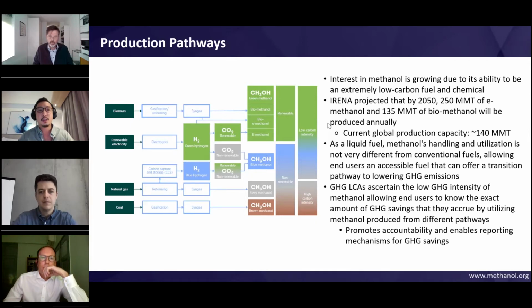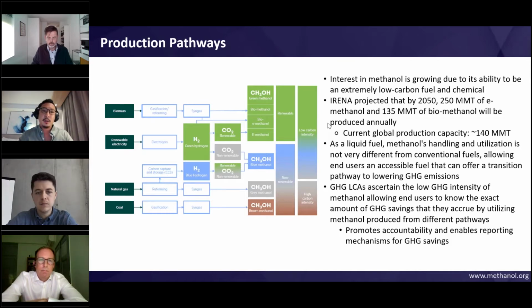But in that report, it goes through all the different production pathways, and there were some very, very optimistic projections that were made by IRENA about how by 2050, there will be 250 million metric tons of e-methanol and 135 million metric tons of biomethanol produced annually around the world. And today's global production capacity only sits around 140 million metric tons. A lot of this increase in demand on the road to 2050 is going to be from the use of methanol as a fuel, and especially when methanol is produced from renewable feedstocks, it will be utilized as a low carbon or carbon neutral fuel.